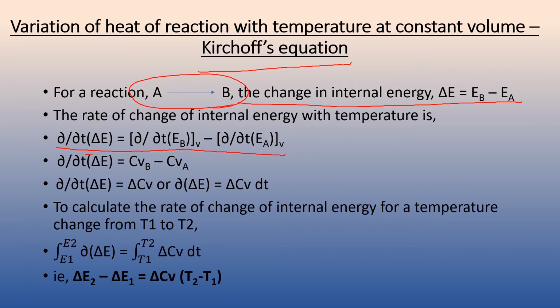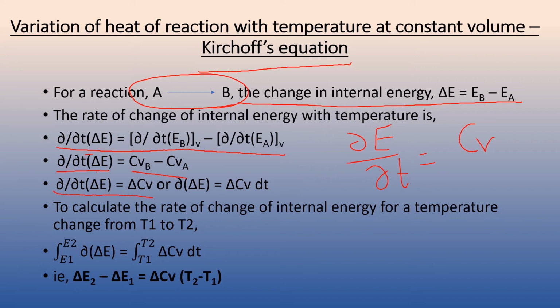We are considering the constant volume condition. So we can write ∂/∂T of ΔE equals CvB minus CvA, because we know ∂E/∂T is equal to Cv, the heat capacity at constant volume, which is the change in internal energy with temperature, and ∂/∂T of EA equals CvA. So here we can write ∂/∂T of ΔE equals ΔCv.